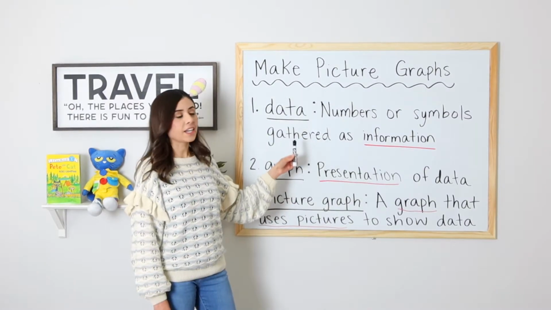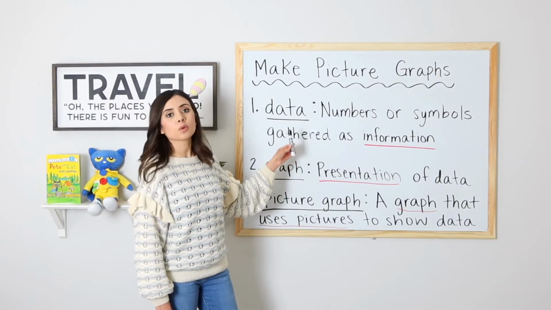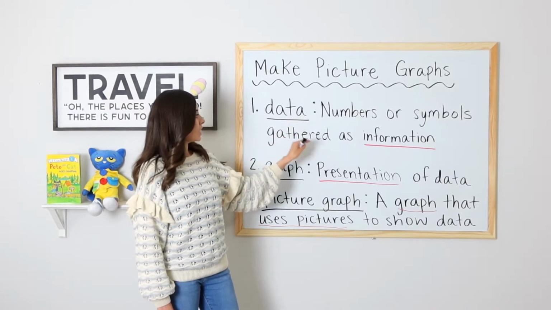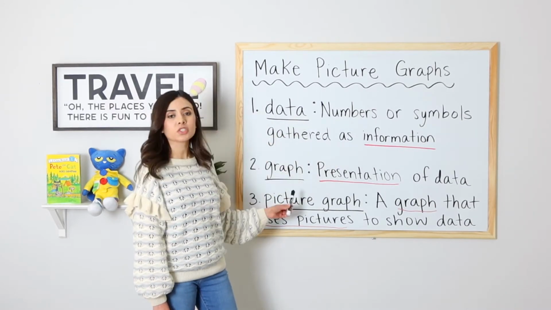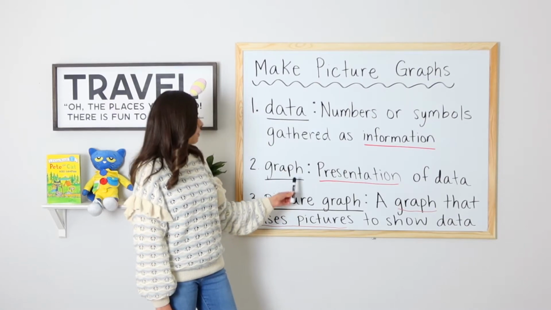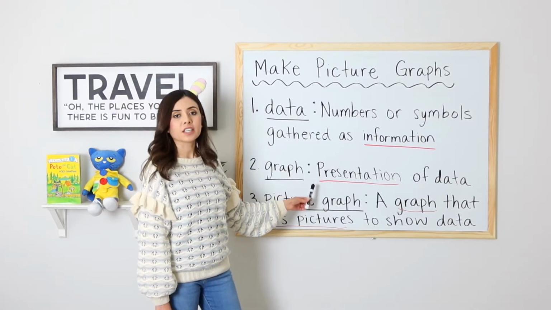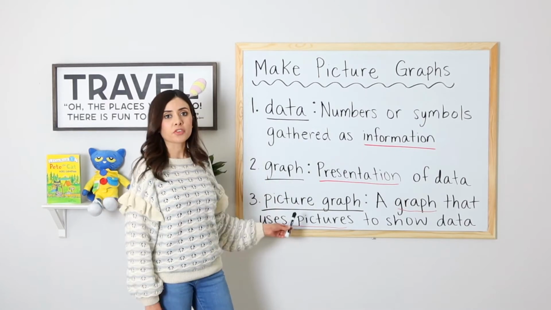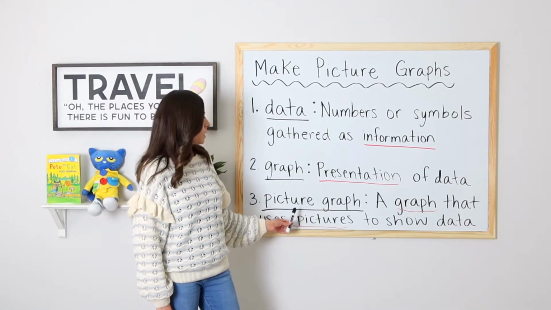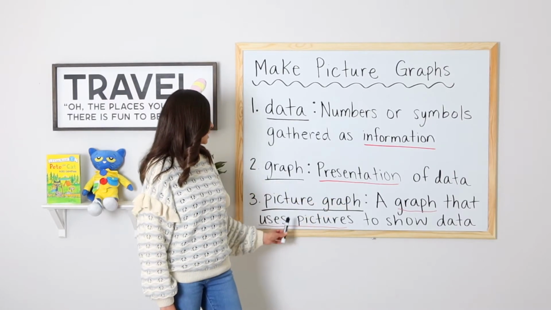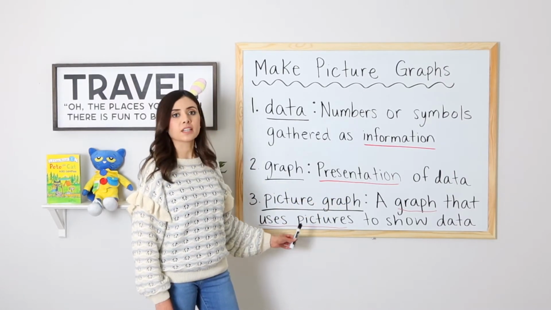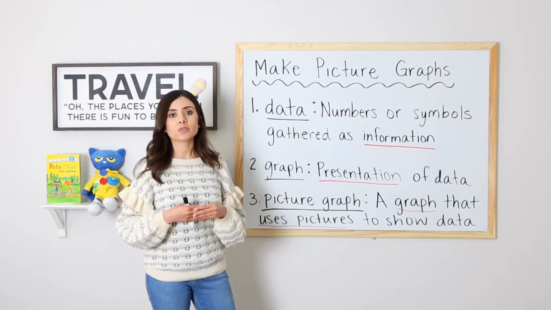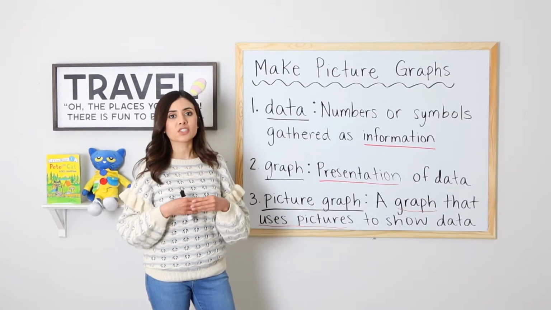Number 1, data. So data is numbers or symbols gathered as information. So data is information. Number 2, graph. A graph is a presentation of data, so it shows us all the information that we have. Number 3, picture graph. A picture graph is a graph that uses pictures to show data. So it also shows us the information we have, but it shows us the information through pictures.